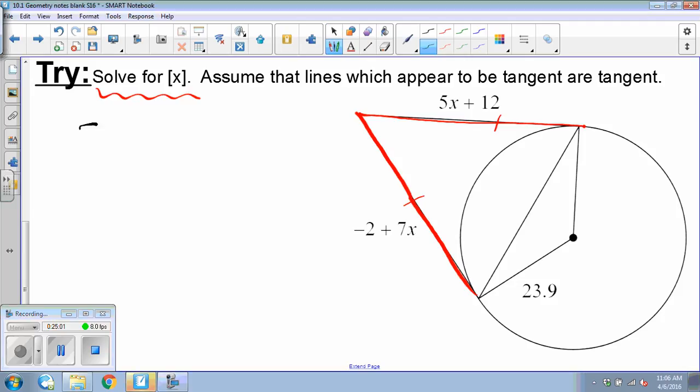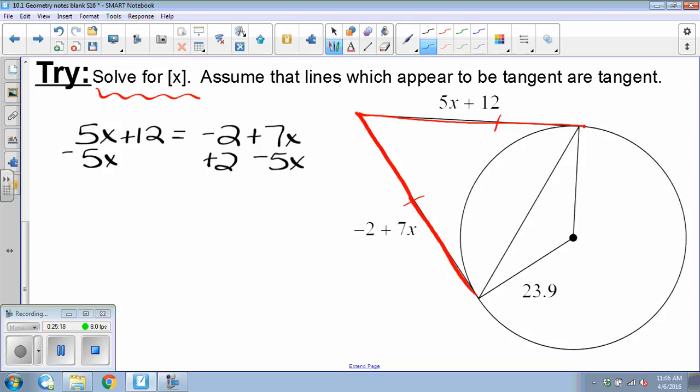Okay, so 5x plus 12 has to equal what? Negative 2 plus 7x. So now we just solve for x. Subtract 5x from both sides. Add 2. You get 14 equals 2x. Divide by 2 and x equals 7.